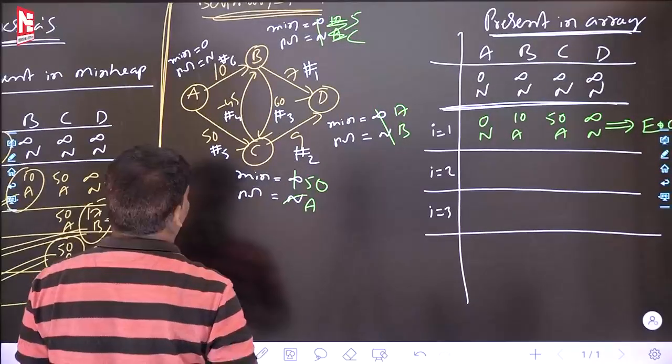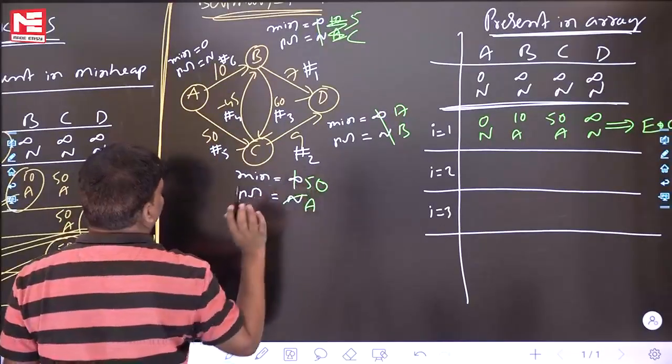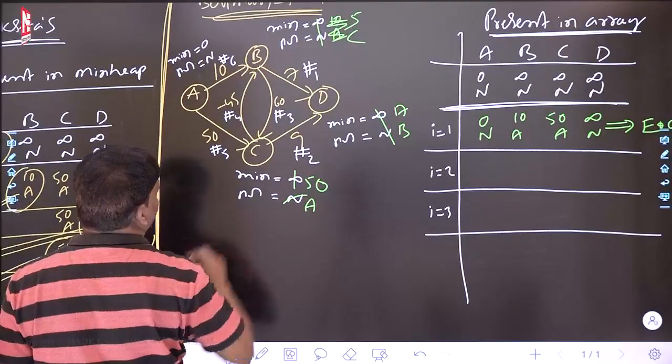Let's go to the edge number 5. A to C. A value 0. 0 plus 50, 50 better. Let me go to the edge number 6. A to B. A value 0. 0 plus 10, 5 better.